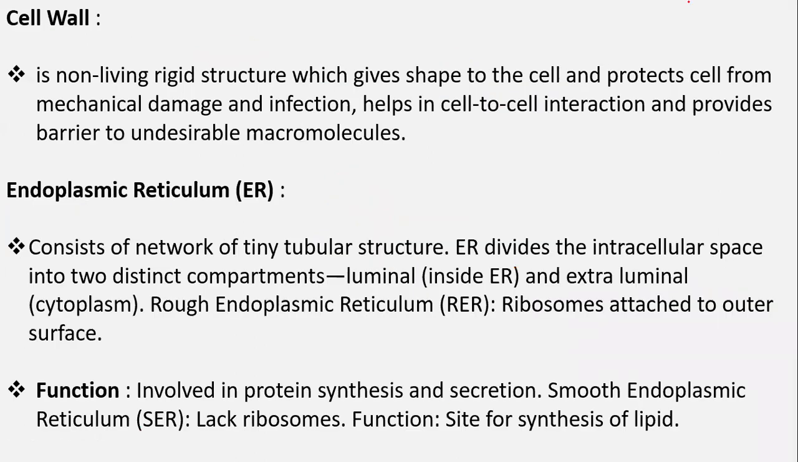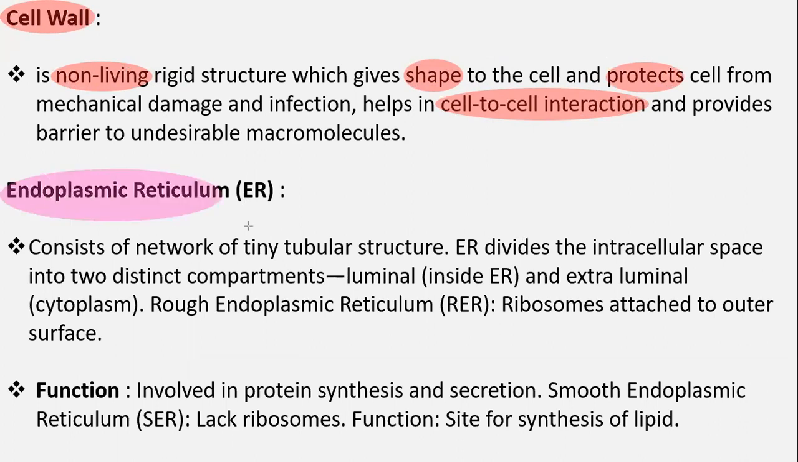Is it clear? Next is the cell wall. So I'll highlight it, which will give you a more clear idea about it. Okay, everyone. So next we are going to discuss about the cell wall. Cell wall is a non-living rigid structure, which gives shape to the cell, and also functions as protection to the cell. It helps in cell to cell interaction and provides a barrier to undesirable molecules. So that is all the function of the cell wall.